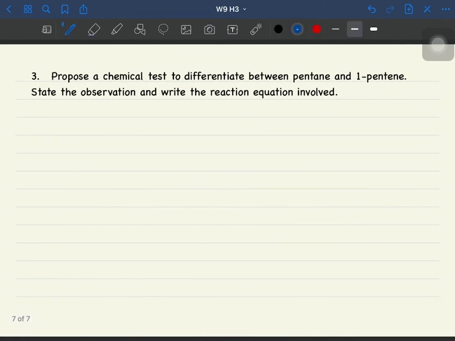As for the last question in this tutorial, you need to propose a chemical test to differentiate between pentane and also pentene. So since hydrocarbons covering the alkane and also alkene, we need to use a chemical test to differentiate what's the difference between them. Even if the question doesn't give you instructions regarding writing the observations and also the reaction equations, whenever you're dealing with questions of chemical tests, you need to write these two things. They are the format to answer these questions. So we have to write these two things for each of the structures given in here.